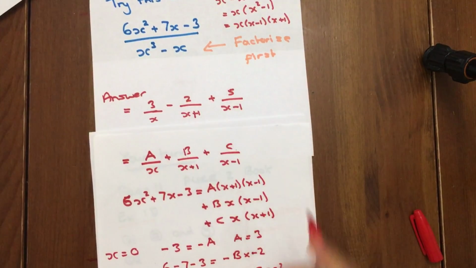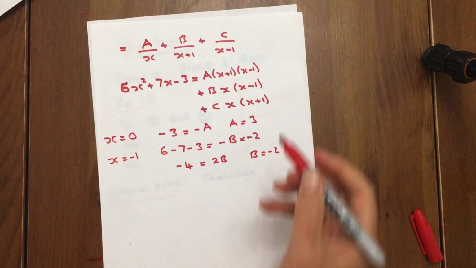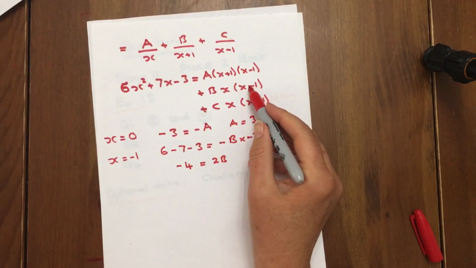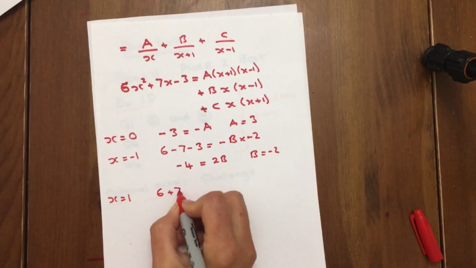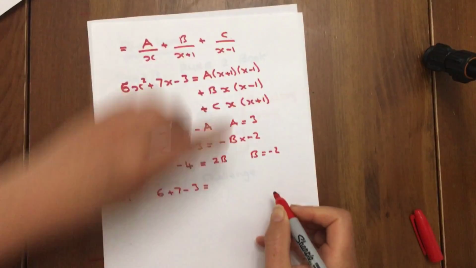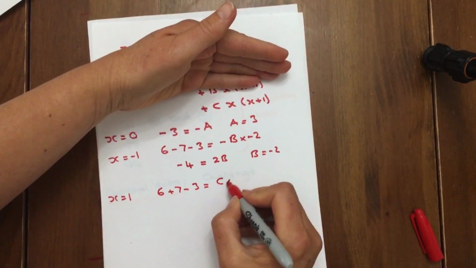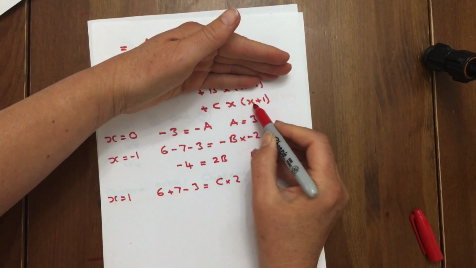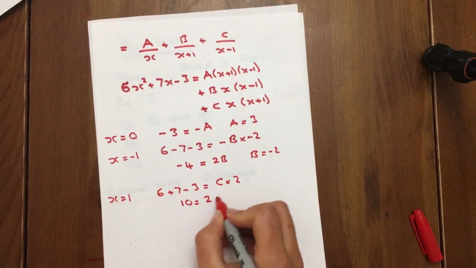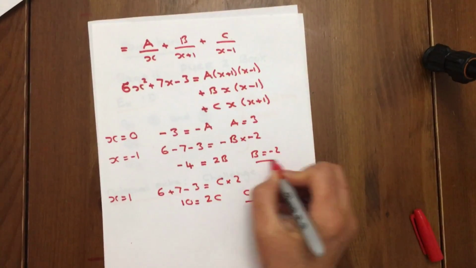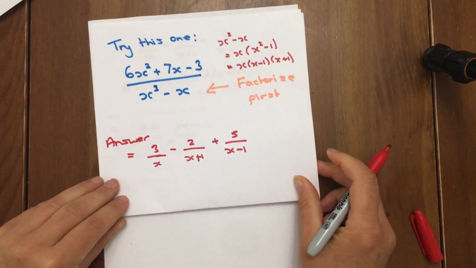Okay, b is -2. And then my final one to work out c, if I put x equal to +1, so I'll have 6 plus 7 minus 3. That will disappear, that will disappear. So I'm putting it into here. C times 2. Yep, 1 times 2. So I'll have 10 on this side, 2c on this side, so c is 5. Okay, and that gives me my final answer when I put them all back in.